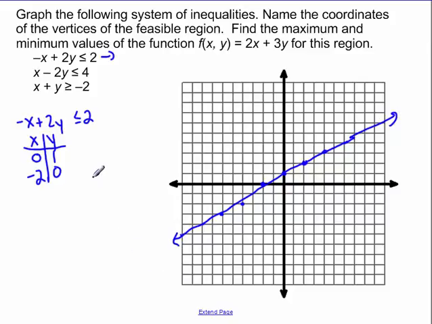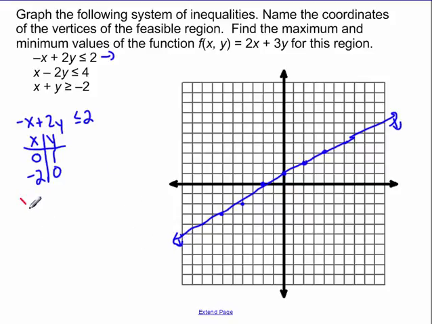Now test the point (0, 0). If I plug in 0 for x and 0 for y, we get 0 is less than 2. That is true, so I'd be shading below this graph. Okay, so let's just keep that in mind. I'm going to make a little notation to myself. I'm shading below on that graph.